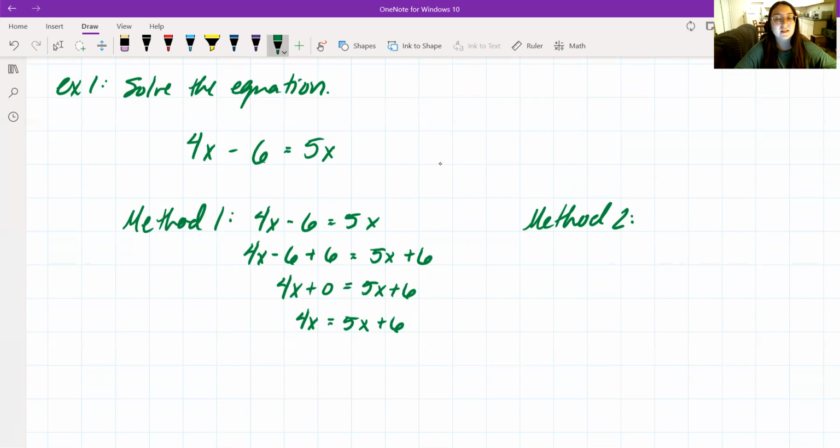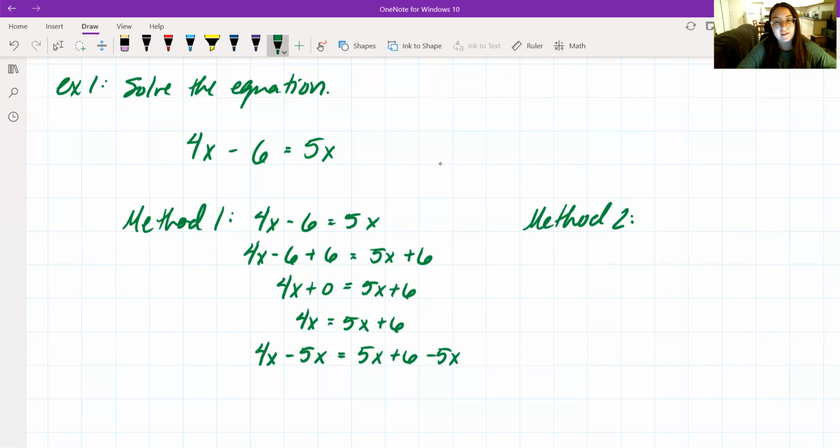And remember, we want something in the form of x is equal to a number, or a number is equal to x. With our like terms, 4x and 5x, we need to simplify our expression, and we need x to be on the opposite side of our number. So this tells us that we have to subtract 5x from both sides. This gives us 4x minus 5x is equal to 5x plus 6 minus 5x.